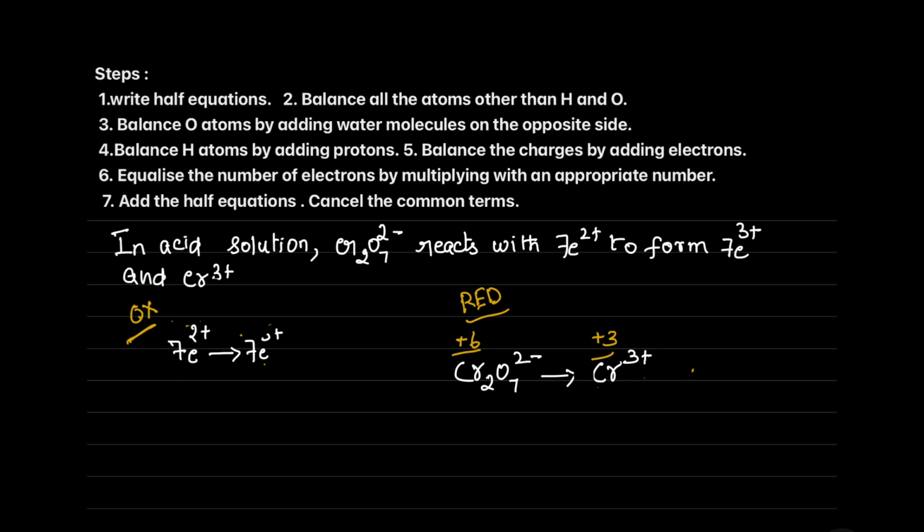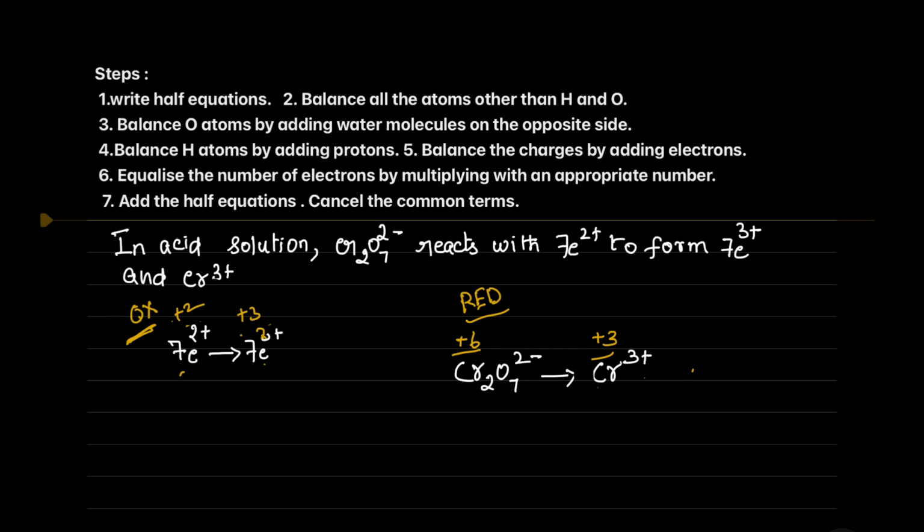The first step is to write half reactions. We have to focus on the two elements, chromium and iron. What happens to iron? It is converted from Fe2+ to Fe3+. Let us look at the oxidation numbers. It increases from +2 to +3. Therefore, it is an oxidation process.